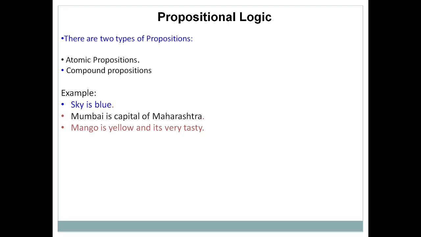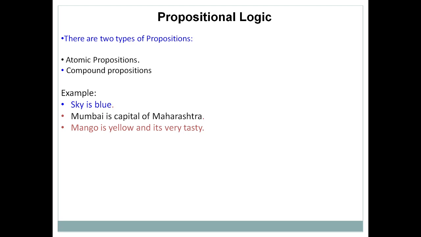An atomic proposition is nothing but a simple statement, just like when we say the sky is blue. So this is a simple statement. And compound proposition means a combination of more than one atomic proposition, connected with the help of specific connectives. So in short, an atomic proposition is a simple, single statement, whereas a compound proposition is a combination of atomic propositions, and in order to combine them we make use of a connective.